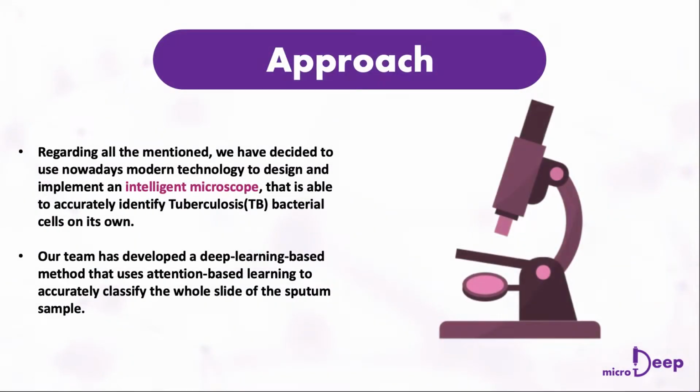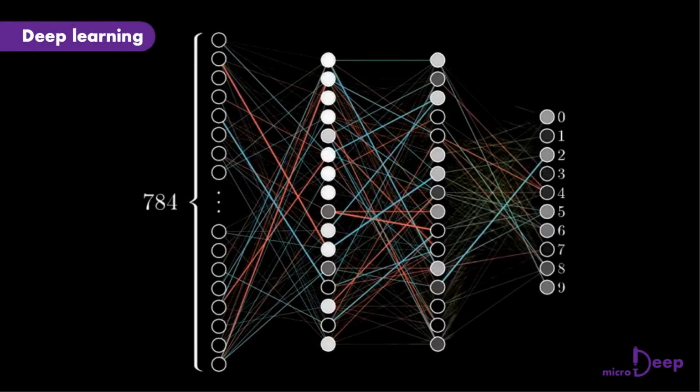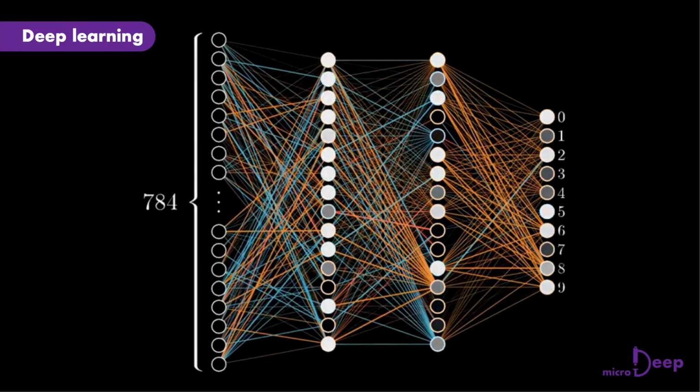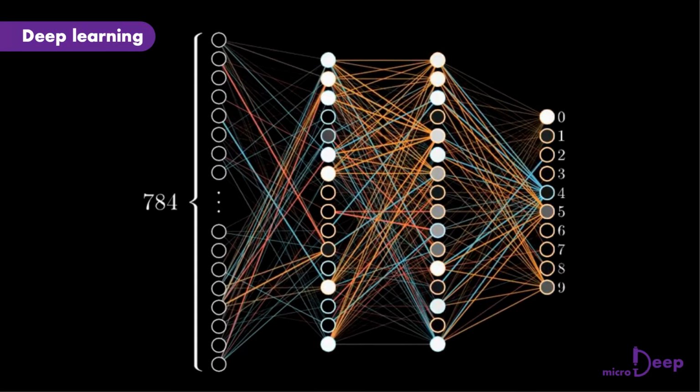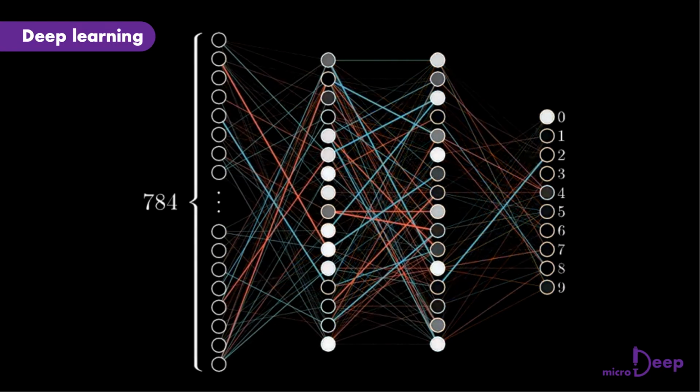Regarding all the mentioned, we have decided to use nowadays modern technology to design and implement an intelligent microscope that is able to accurately identify tuberculosis bacterial cells on its own. Our team has developed a deep learning-based method that uses attention-based learning to accurately classify the whole slide of the sputum sample. Deep learning is a part of a broader family of machine learning methods that aims to teach the computer how to act according to existing data.